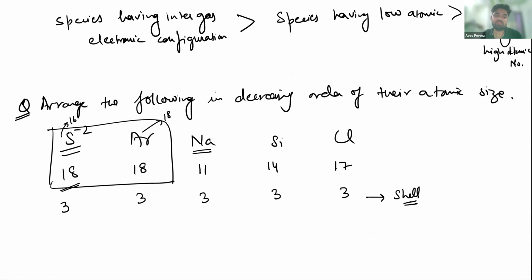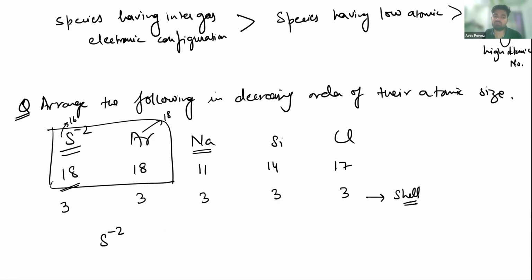So we know that sulfide is going to have the biggest size, because this is going to have 18 electrons, this is also going to have 18. The one which has fewer protons but more electrons is going to have the biggest size, because the smaller number of protons are attracting the greater number of electrons. So here it is S minus 2. Now all are going to have 3 shells, then the inert gas will have the biggest size.